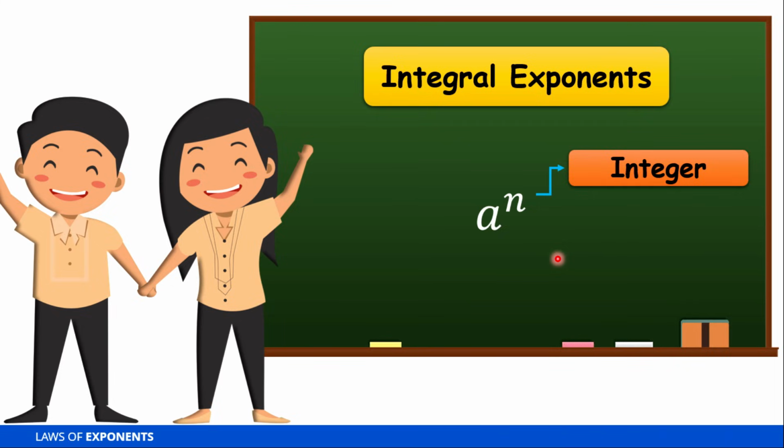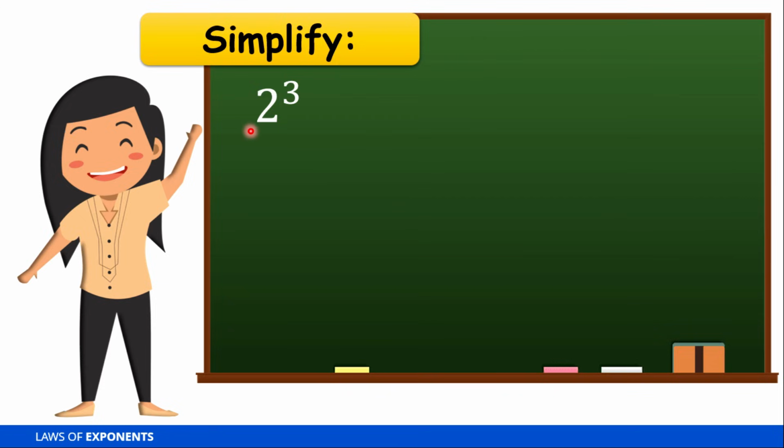Let's have some examples. Our first given is 2 to the 3rd power. So our exponent is 3. This means 2 times 2 times 2. So minsan nagkakaroon din ng common error sa pagsisimplify ng isang expression na mayroong exponent. So, ang base natin dito ay 2. Minsan, ginagawa is 2 times 3, which is wrong. It should be 2 times 2 times 2. So, 2 times 2 times 2, that is equal to 8. So, 2 to the 3rd power is equal to 8.